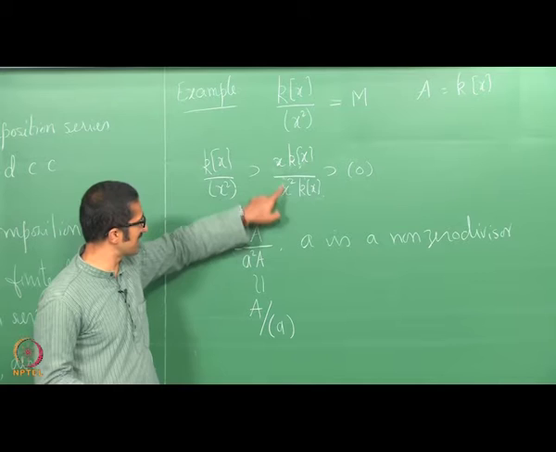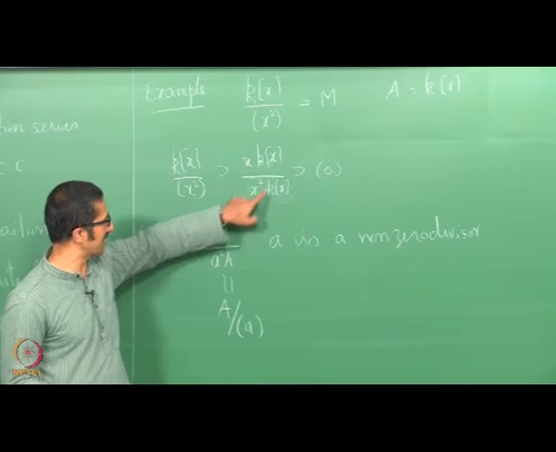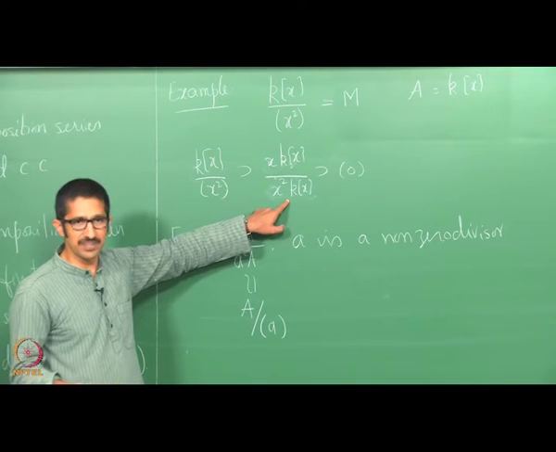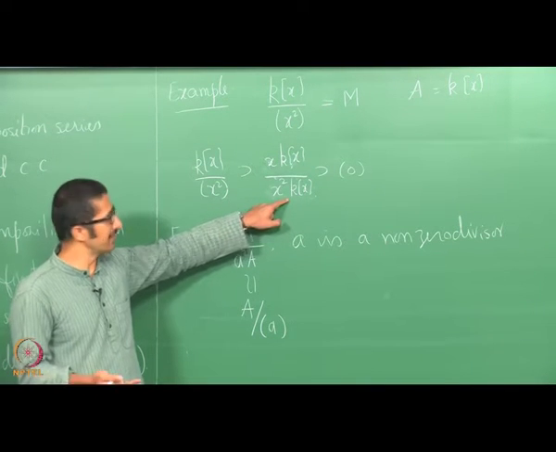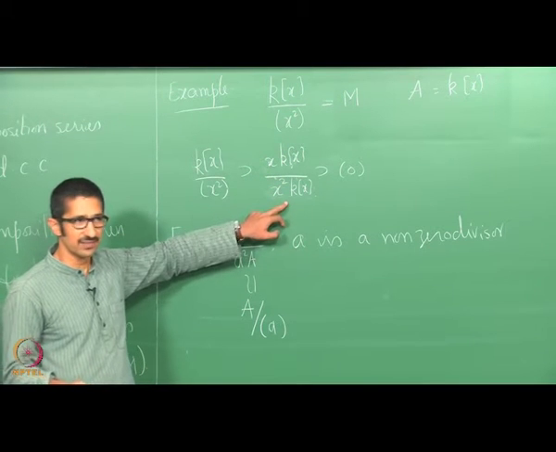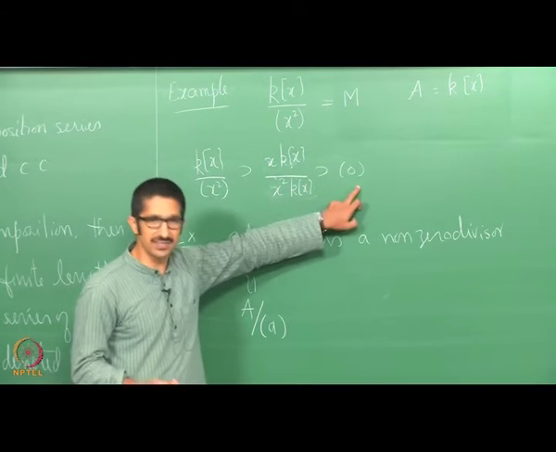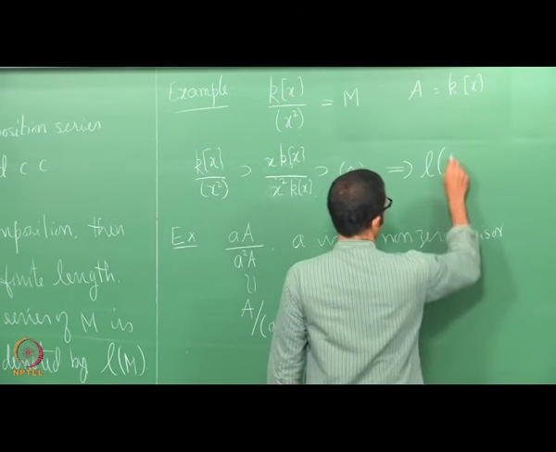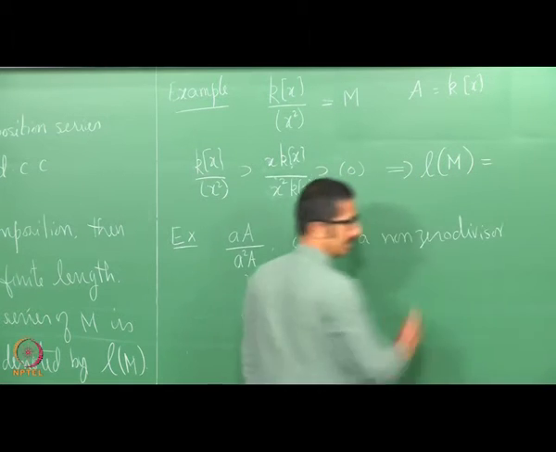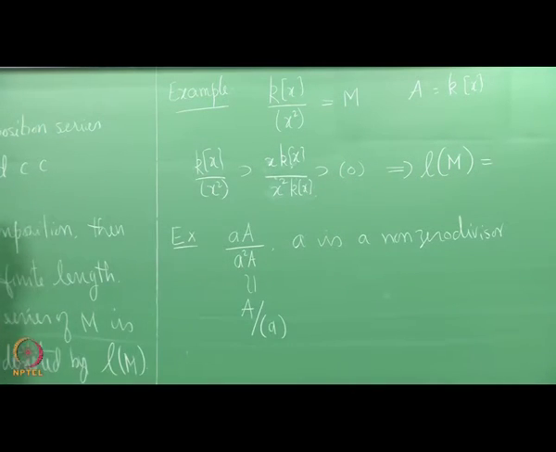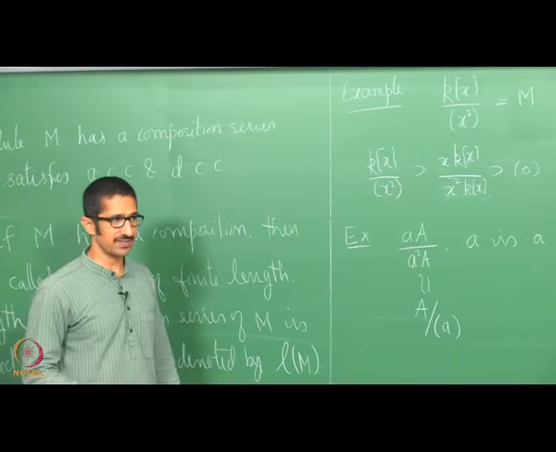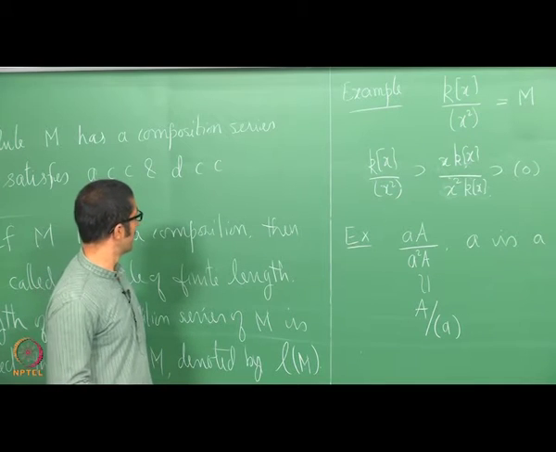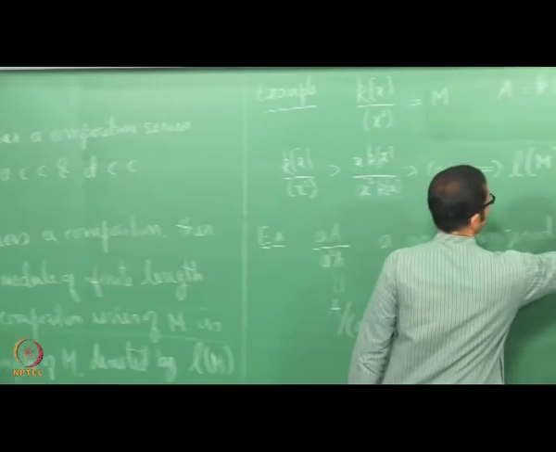Similarly, this kx is isomorphic to kx mod x, which is K, which is a simple submodule. You do not have any kx submodule of K. So, therefore, this mod this is simple. So, what is the length of M here? What is the length of M? 2, right.